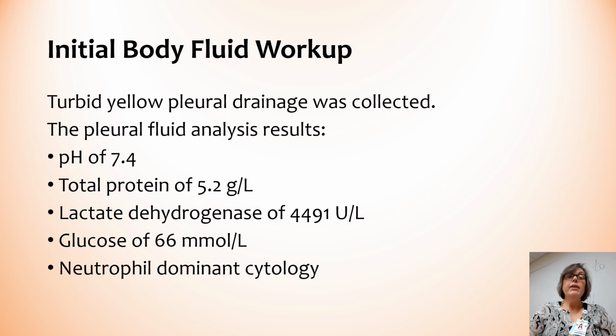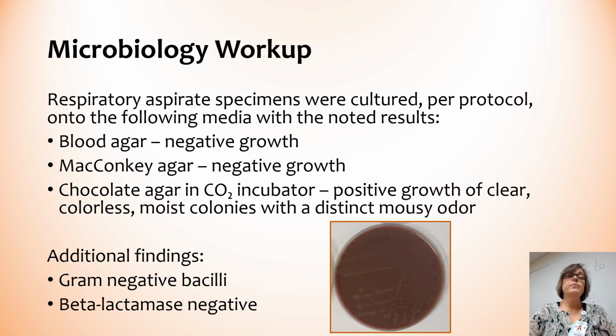He had body fluid drainage from a pleural fluid. It was yellow, and the analysis showed a pH of 7.4, a total protein of 5.2, LD of 4,491, and glucose of 66, and on the cytology smear, there was dominant neutrophilia.